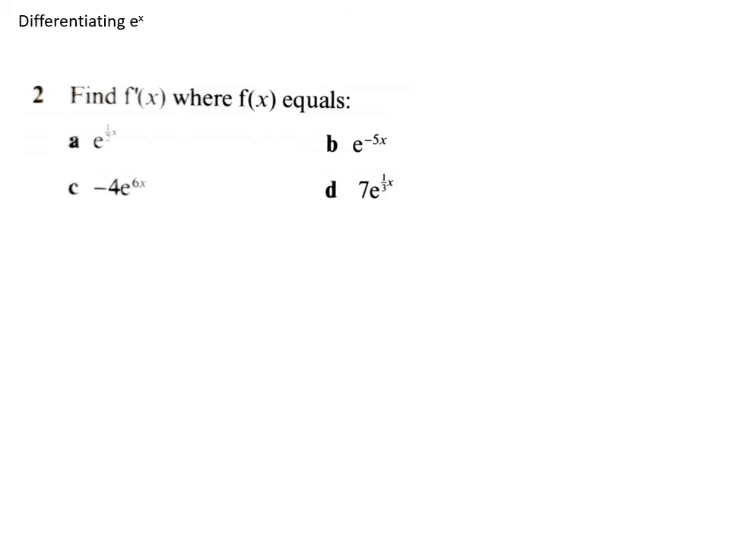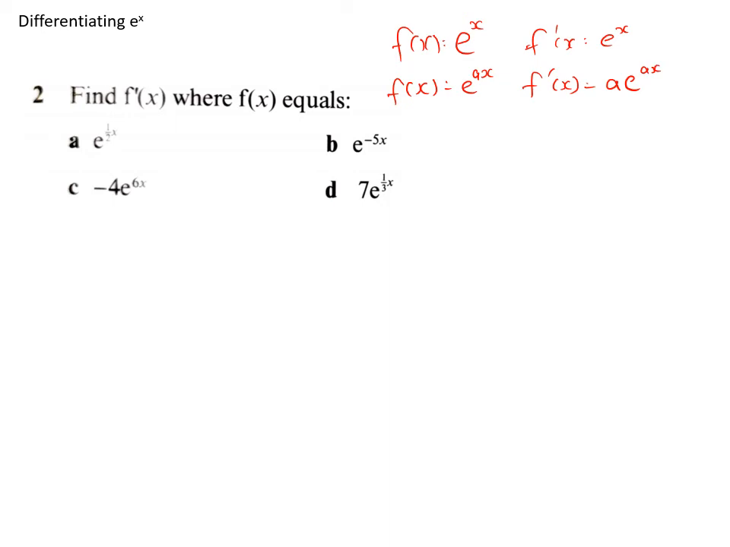Now, differentiating e to the power of x is really easy, because we were saying that the function itself is the gradient function. So if f of x is e to the power of x, then f dash x, or dy by dx, equals e to the power of x. But we might have some more complicated powers, for example, f of x equals e to the power of ax, in which case it's still quite a simple process. The differential of it, dy by dx, is going to be a e to the ax.